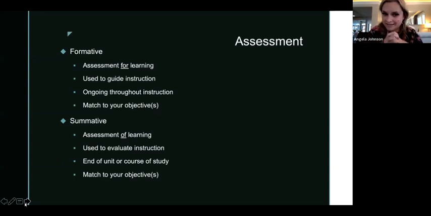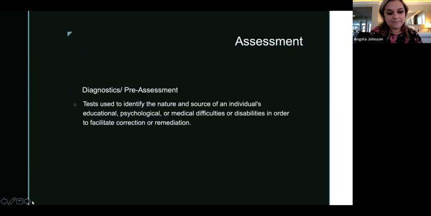So the trend here is: match your instruction. Don't teach some crazy stuff and assess something else. Just leaving it out there.